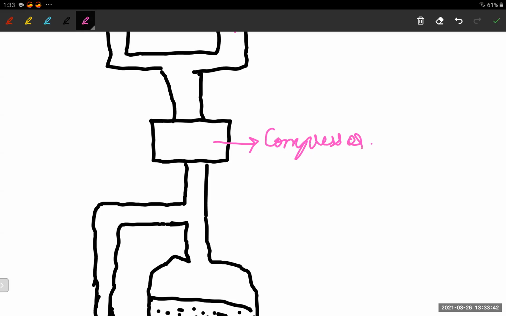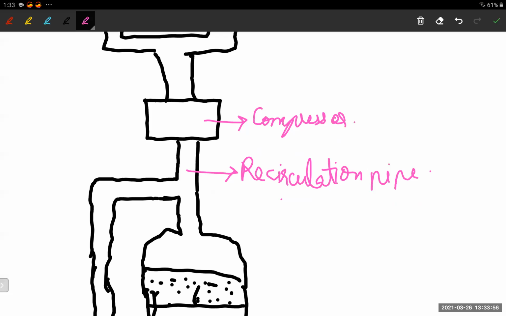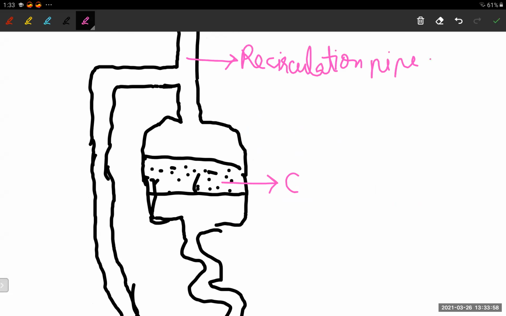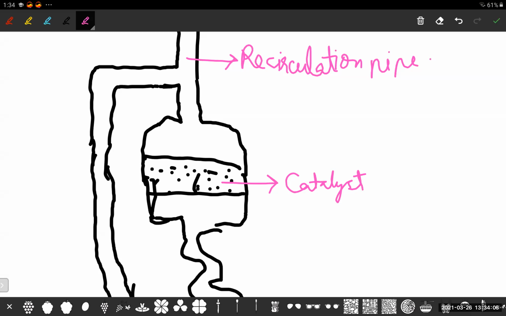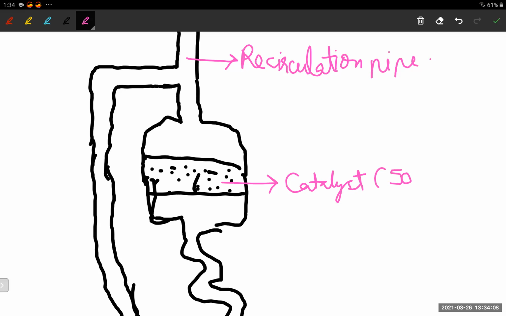I'll be telling about the process in the recirculation pipe. This is the recirculation pipe. Next we have some catalyst over here. I've told you. Which catalyst is there? It's iron. And the temperature here is 500 degrees Celsius.